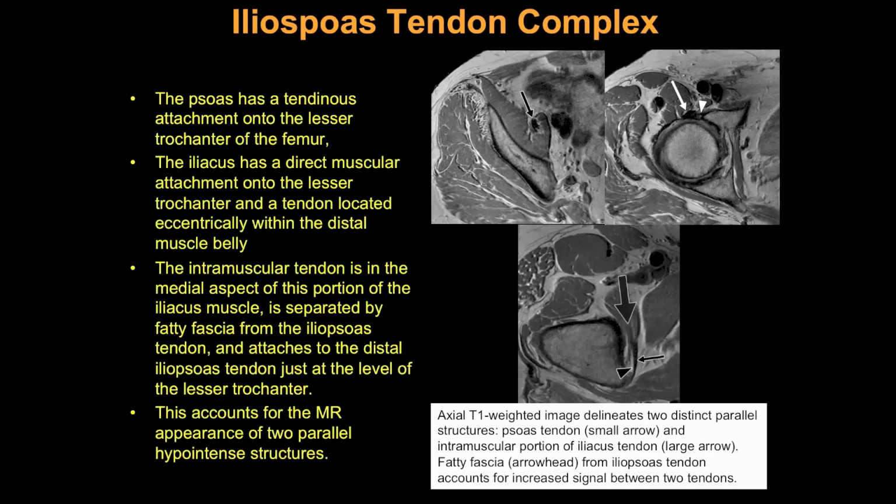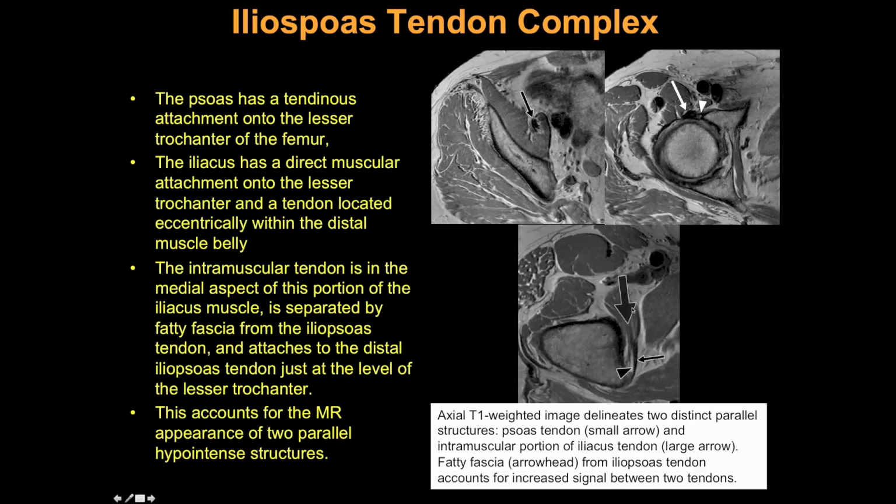Now the iliopsoas tendon complex: the psoas has a tendon attachment onto the lesser trochanter of the femur. The iliacus has a direct muscle attachment onto the lesser trochanter and a tendon located eccentrically within the distal muscle belly. The intramuscular tendon is in the medial aspect of this portion of the iliacus muscle and is separated by fatty fascia from the iliopsoas tendon and attaches to the distal iliopsoas tendon just at the level of the lesser trochanter. This accounts for the MR appearance of two parallel hypointense structures.